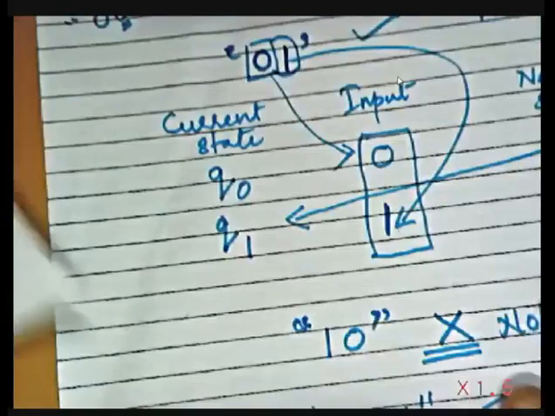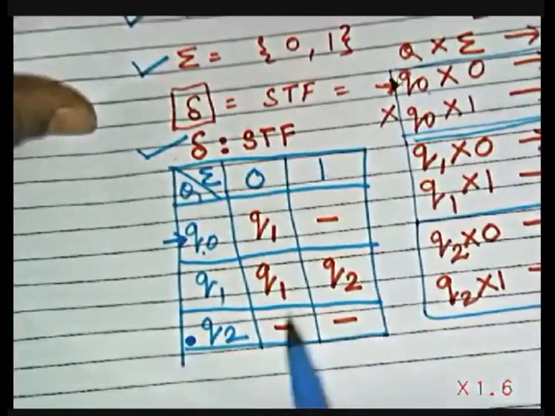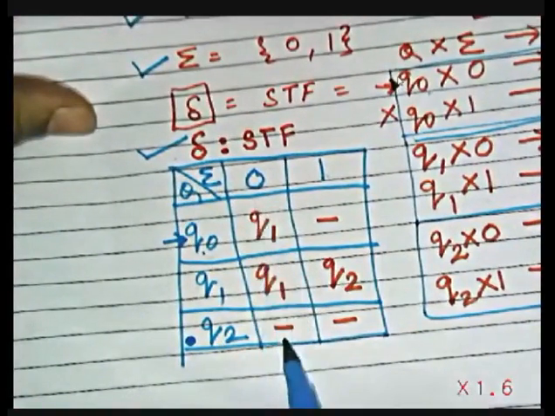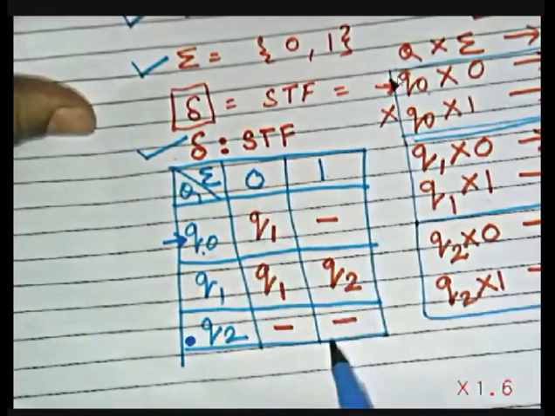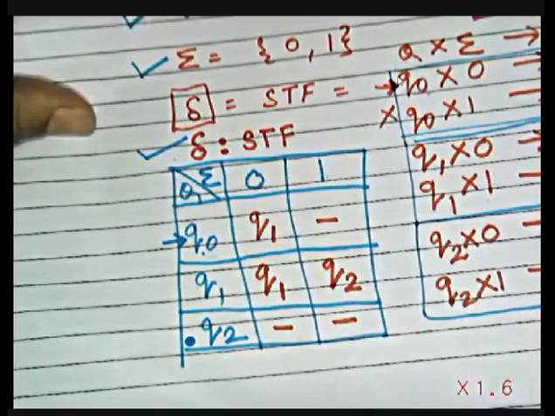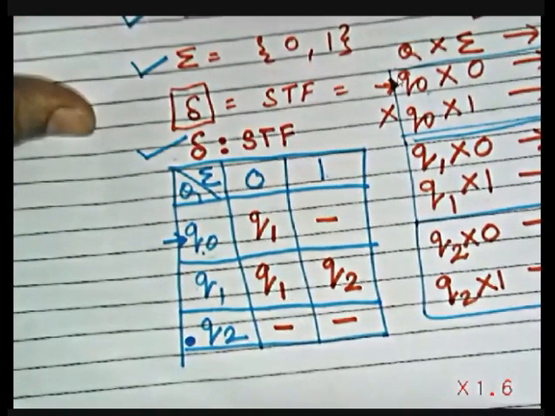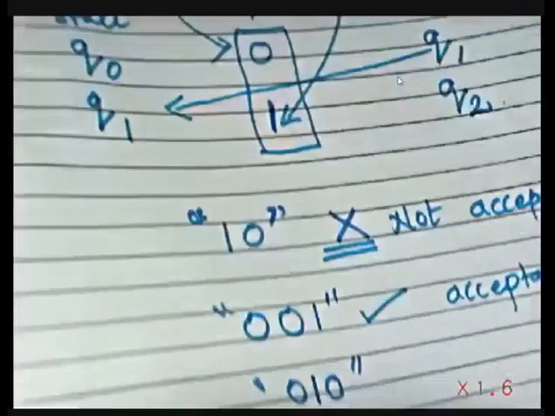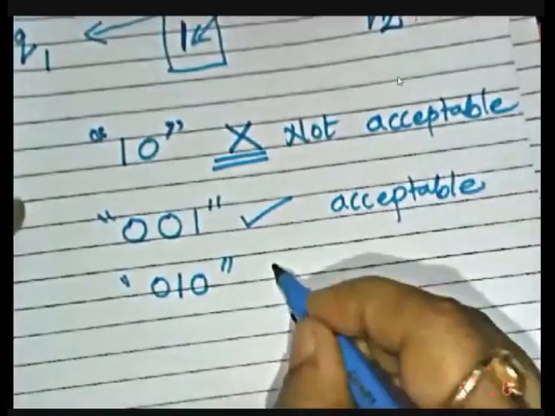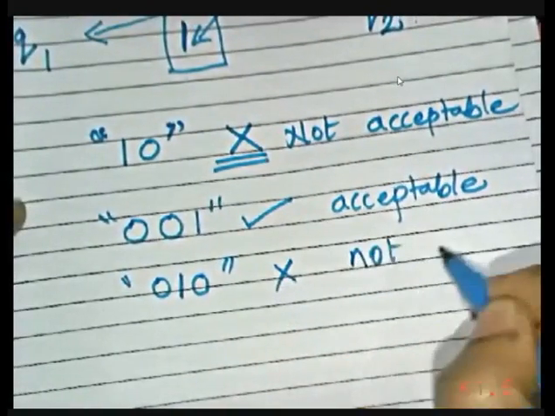See here, in this also we have shown Q2 on 0, no indication, Q2 on 1, no indication. But your input is available and you have not read it. So you have to give the answer for this input as not acceptable. Is it clear?